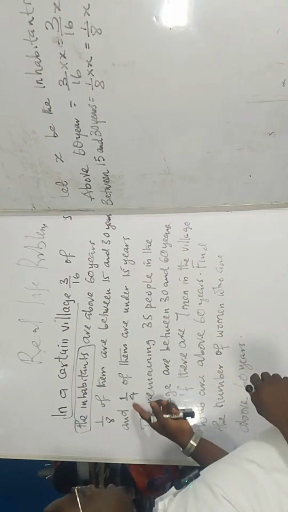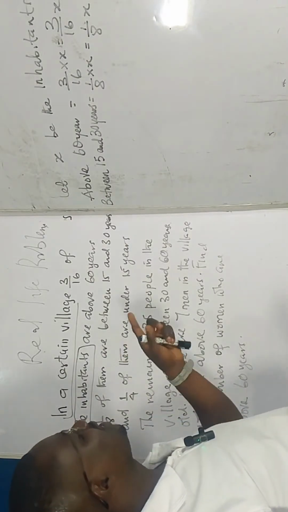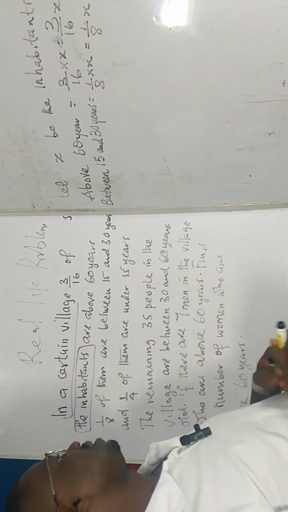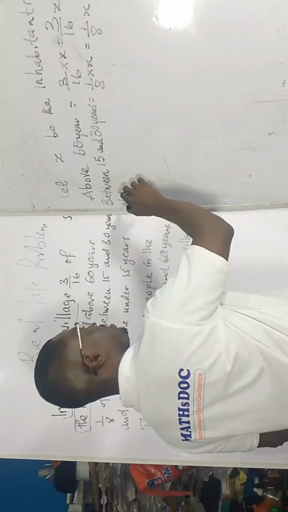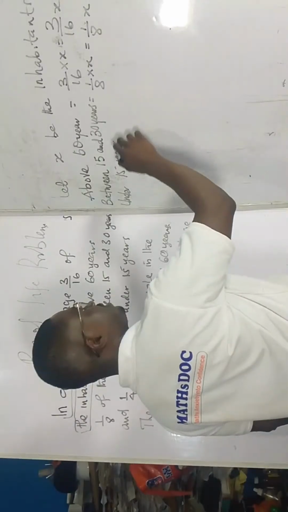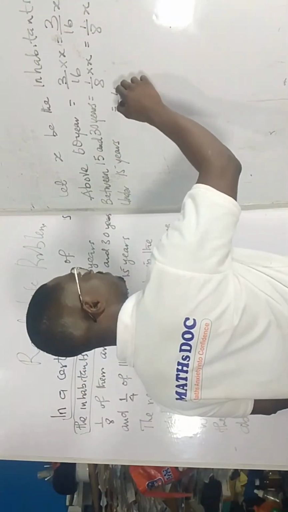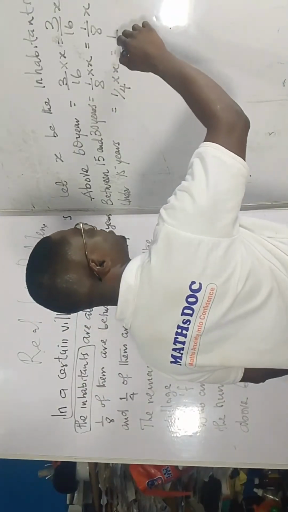Then it says, and 1/4 of them are under 15 years. So under 15 years is 1/4 times x, that is of the inhabitants.